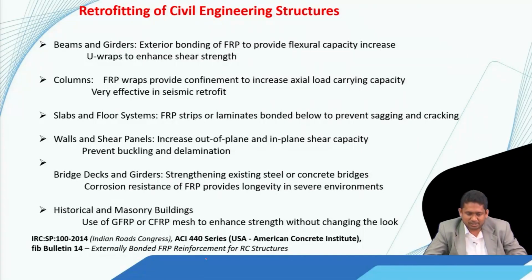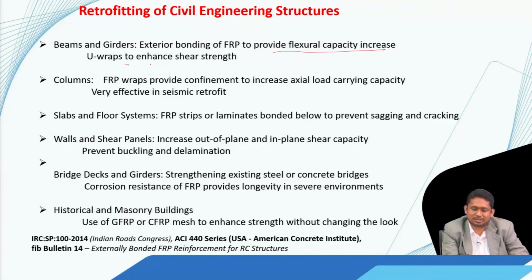Retrofitting of civil engineering components. Retrofitting means when we try to strengthen the structure to bring back its strength. In retrofitting, composites are extensively used. For example, in beams and girders, the exterior bonding of FRP is there to increase the flexural capacity. U wraps are used to enhance the shear strength.